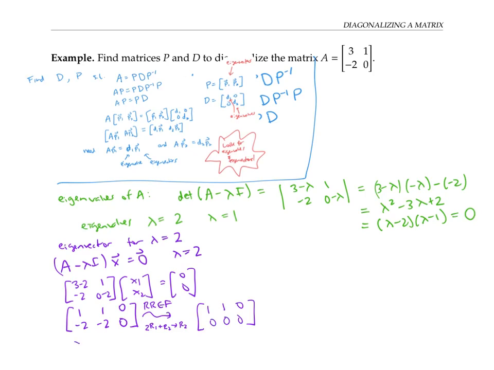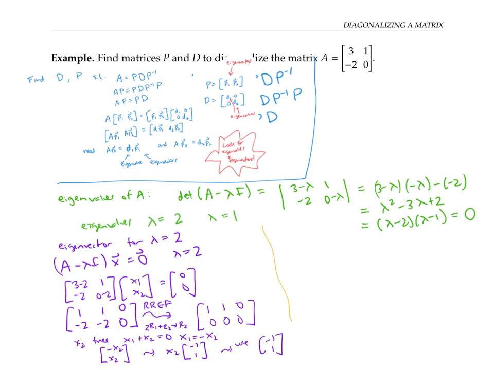This tells me that x2 can be free and x1 plus x2 has to be 0, so x1 is minus x2. So an eigenvector that I can use is any x2 and then minus x2 here, or in other words, x2 times the vector minus 1, 1. So I could just use the eigenvector negative 1, 1 to keep things simple.